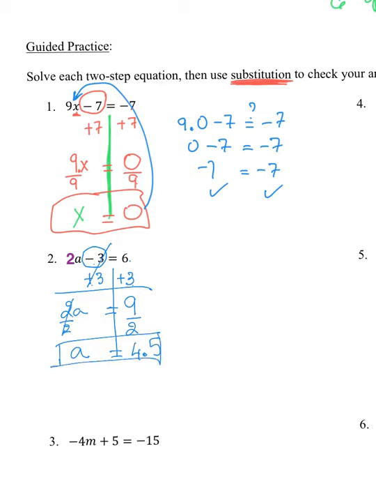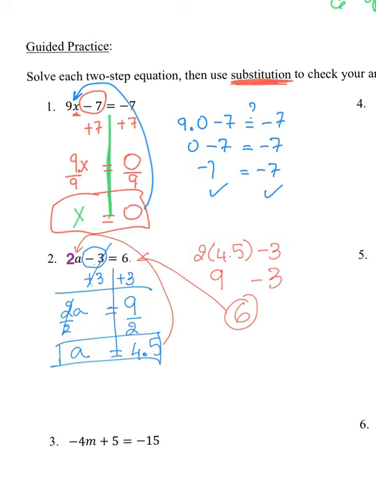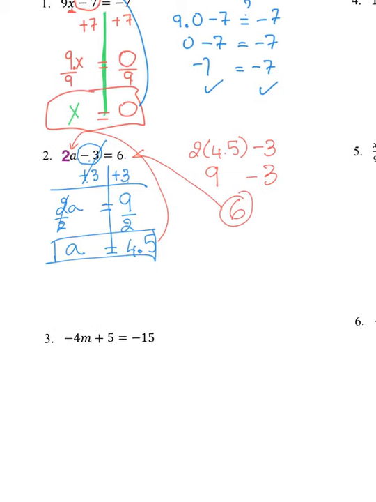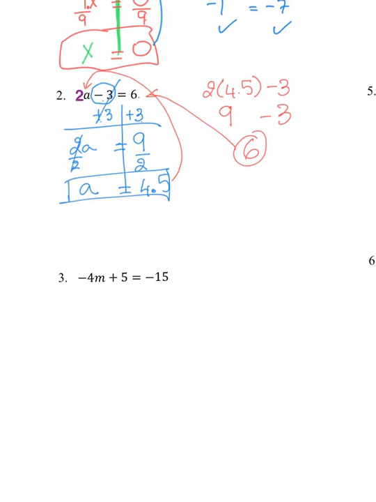Let's check to see if my answer is correct. I'm going to plug 4.5 into the a. So 2 times 4.5 minus 3. 2 times 4.5 is 9. 9 minus 3 is equivalent to 6. This is the same answer as the equation. So it's good.